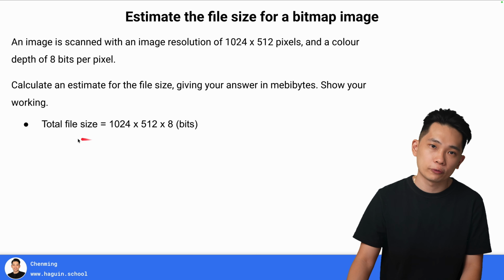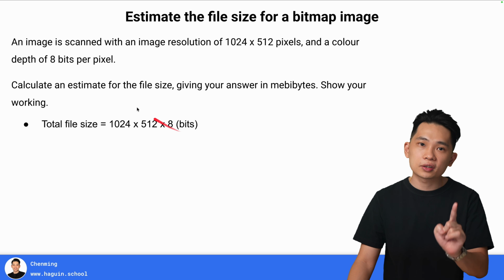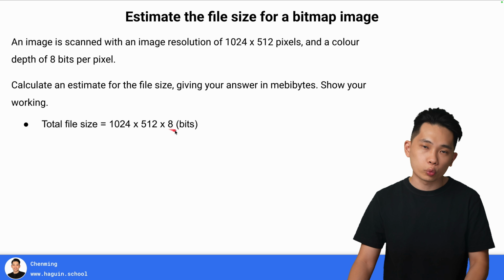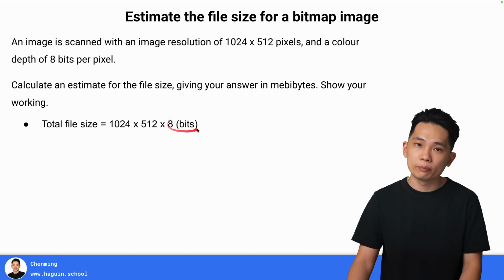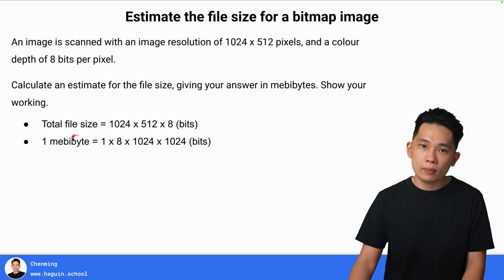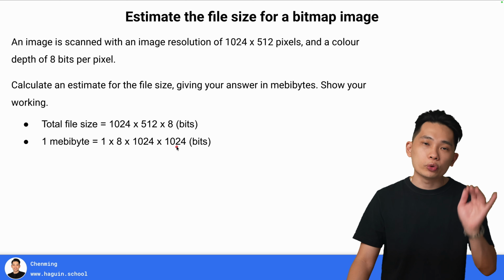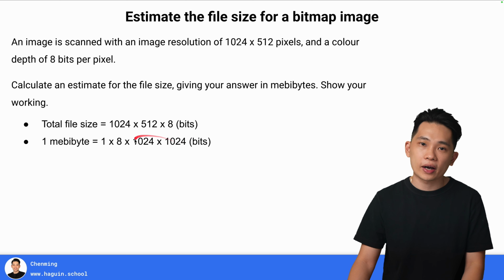It's pretty simple here. First of all, total file size equal to 1024 times 512 times 8 bits, since 1 pixel is equal to 8 bits here. We are calculating this in terms of bits first. And next, 1 mebibyte equal to 1 times 8, so why 8? Because 1 byte is equal to 8 bits here, times 1024 times 1024. And then we just have to divide this by this here.